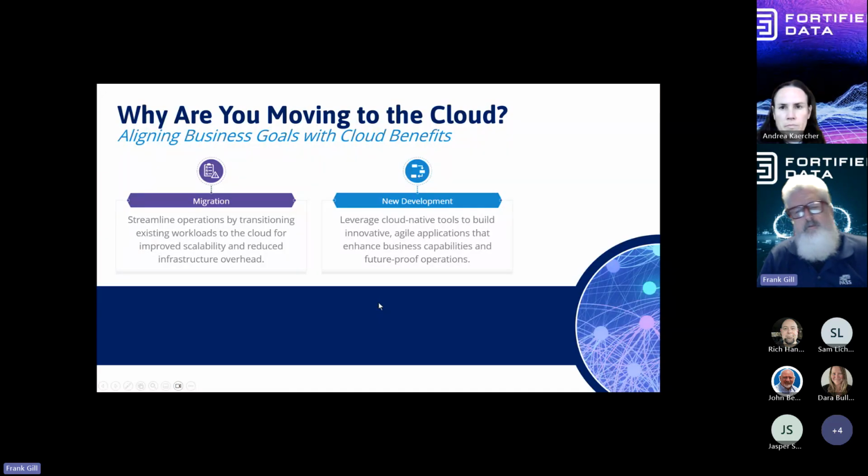So the first question that you should ask when you're moving to the cloud is why are you making the move? It's something that I've seen a lot of people miss. It doesn't happen so much anymore, but when the cloud sort of became the new thing, I saw a lot of people who were looking to move to the cloud just to move to the cloud because it was the new shiny thing. You want to make sure that you know why you are moving to the cloud.